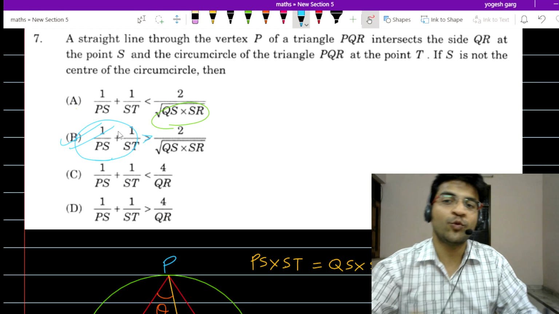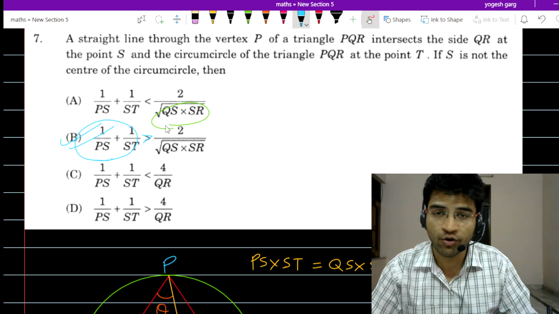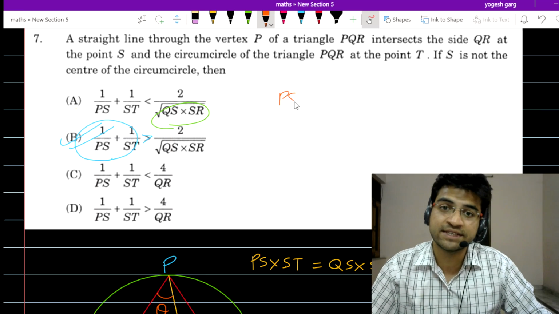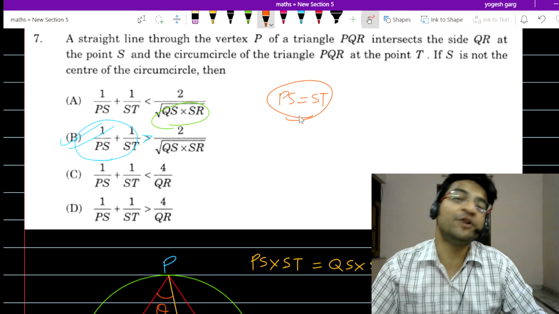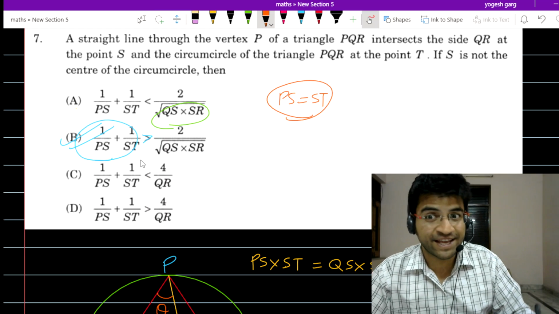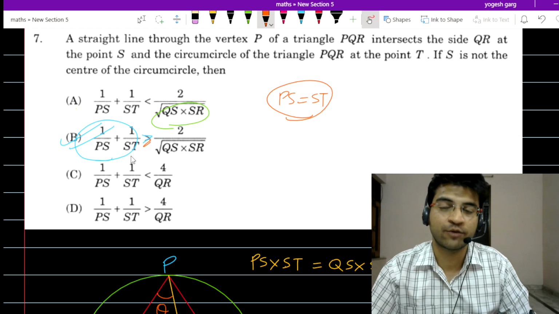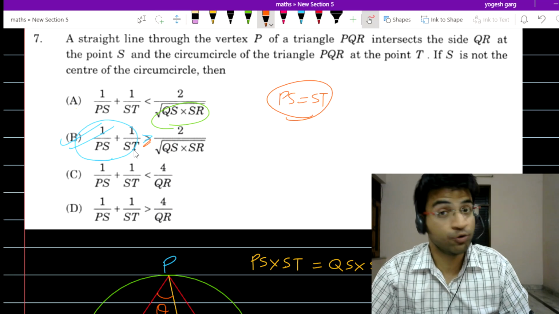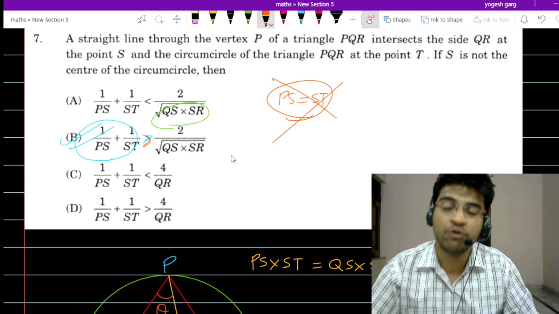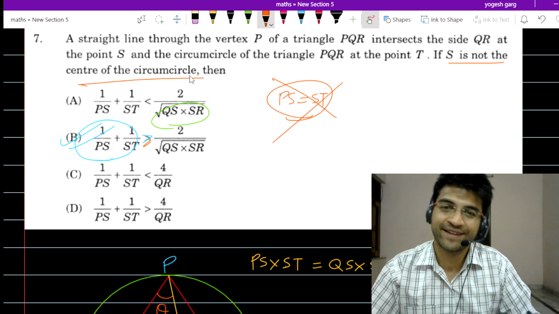Now why have they not used this equal sign? Are we wrong or are they wrong? See, equality will exist only when PS is equal to ST, and it will not be the case. Think why? PS and ST will not be equal. You may think in the exam, oh, they have not given the equal sign over here, so maybe I am wrong. No, you are not wrong. PS is equal to ST is not true, because S is not the center of the circumcircle, right?